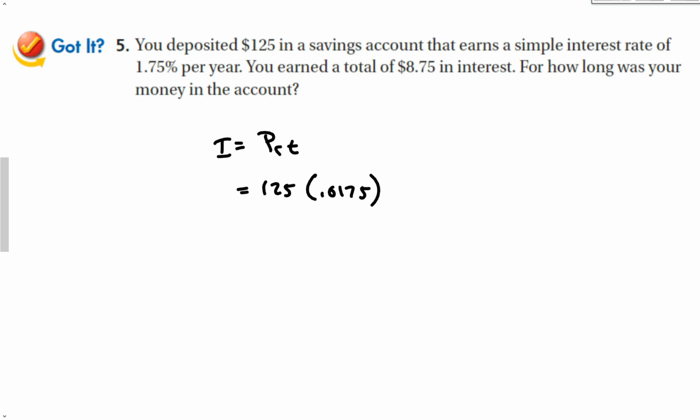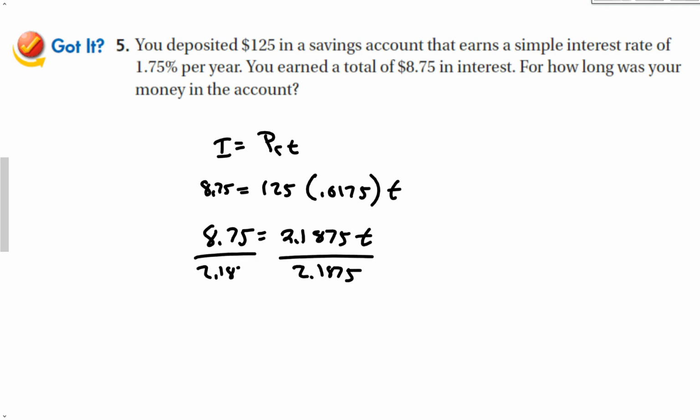So now we know how much interest I earned, $875, and I want to solve for T. Not so bad. 125 times 0.0175 gives me 2.1875, and 875 is equal to that times T, so just divide that out. Okay? So 875 divided by that answer gives me 4 years, right? And time in this particular equation is going to be years.